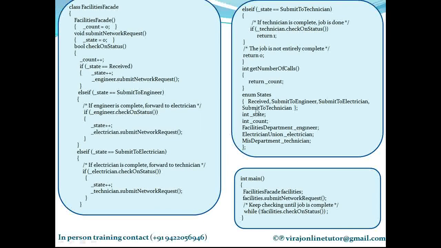So now we'll go to submit to technician and actually submit it to a technician. Next time when someone calls to check the status, it will satisfy this state equal to technician. Check whether the technician has actually completed the request. If the technician has actually completed the request, then only you return 1, else you return a 0.